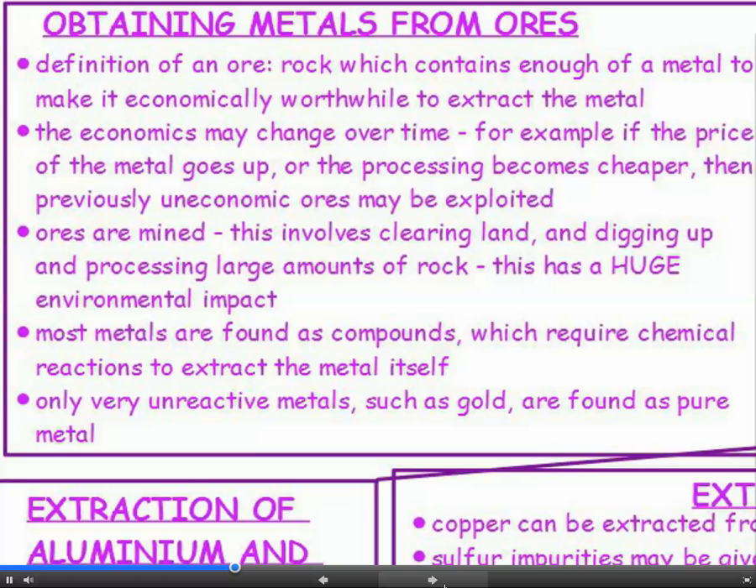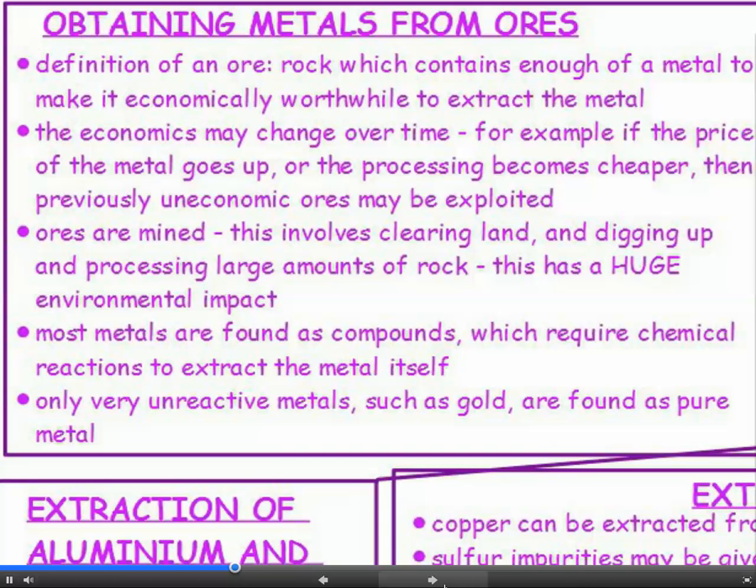So let's have a look at how we obtain metals from ores. Now the definition of an ore is a rock which contains enough of a metal to make it economically worthwhile to extract the metal. Now these economics may change over time, so for example if the price of the metal goes up or if the processing becomes cheaper, then previously uneconomic ores may now be exploited.